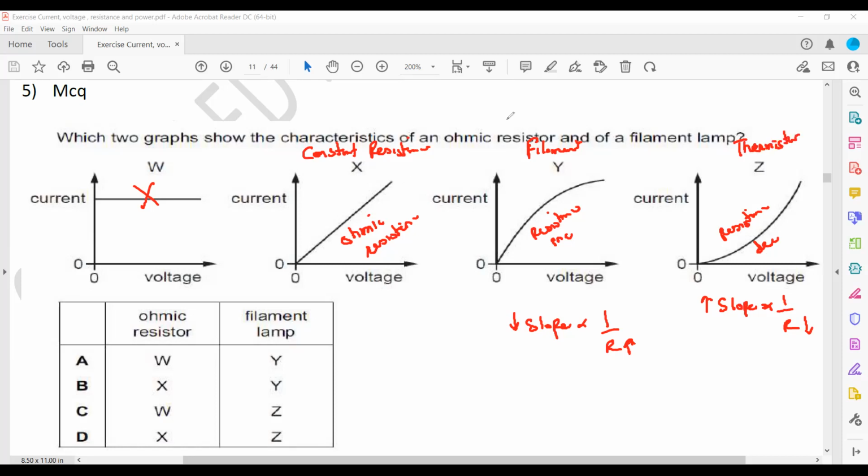So they're asking which component is an ohmic resistance. The ohmic resistance is X, and which one is a filament? That is Y. So ohmic resistance is X and filament is Y. That's why option B is the right answer. Is it clear, discussion?